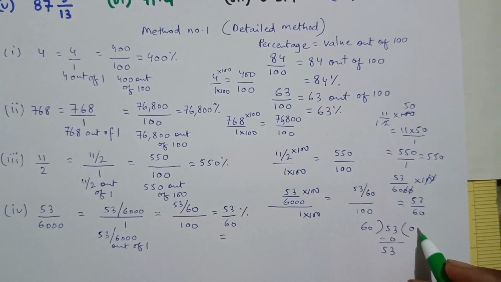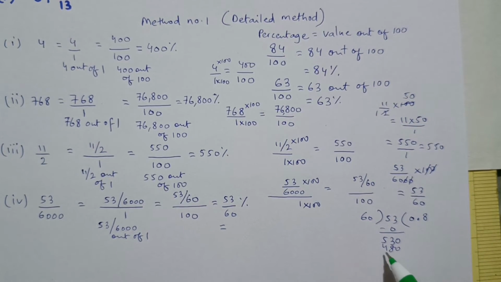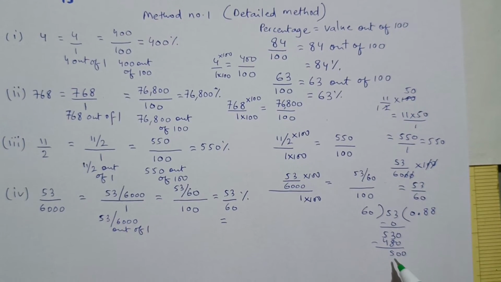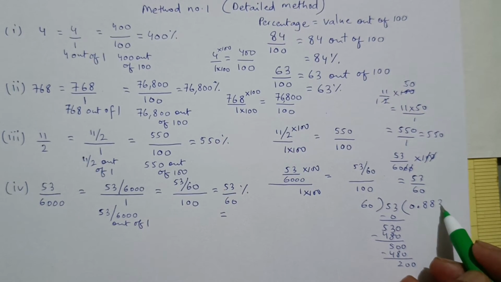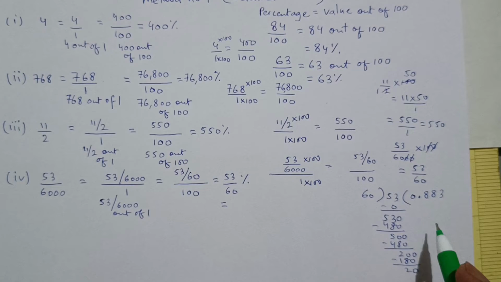Then I will put a decimal. Because of the decimal, I will add a 0. 530. 60 8s are 480. Remainder is 50. Because of this decimal, I will add a 0. 60 8s are 480. Remainder is 20. Because of this decimal, I will add a 0. 60 3s are 180. Remainder is 20. So it will keep on going like this.